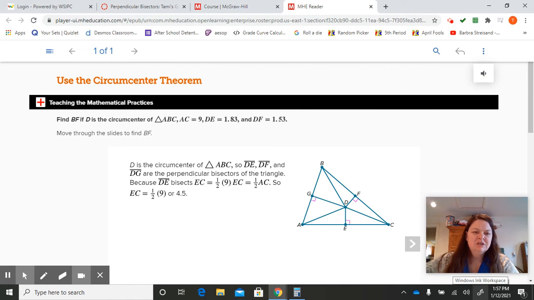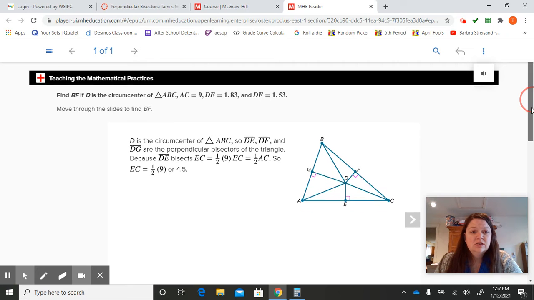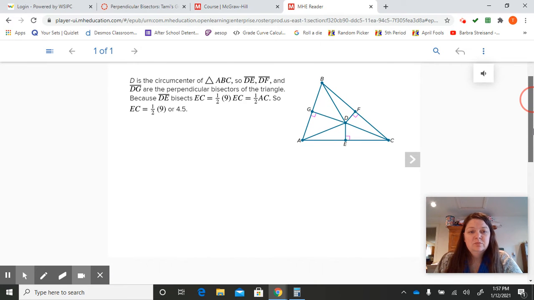Find BF if D is the circumcenter of triangle ABC. AC is 9, DE is 1.83, and DF is 1.53. So we're going to move through these slides to find BF. So we know that D is the circumcenter.